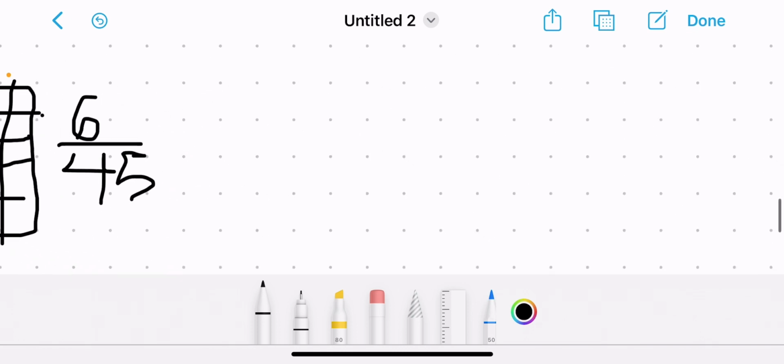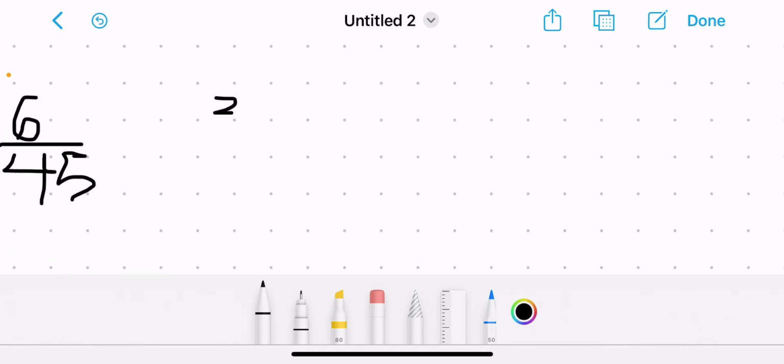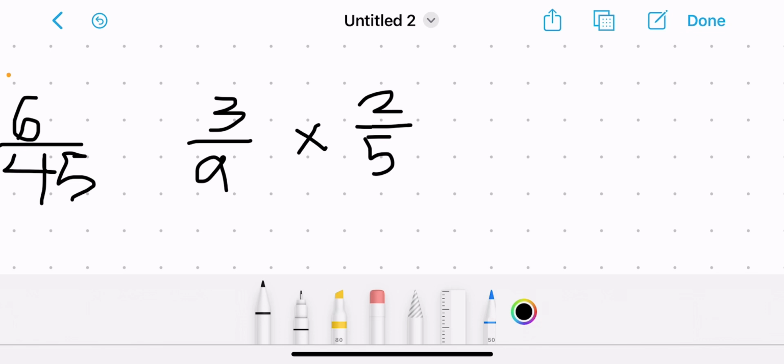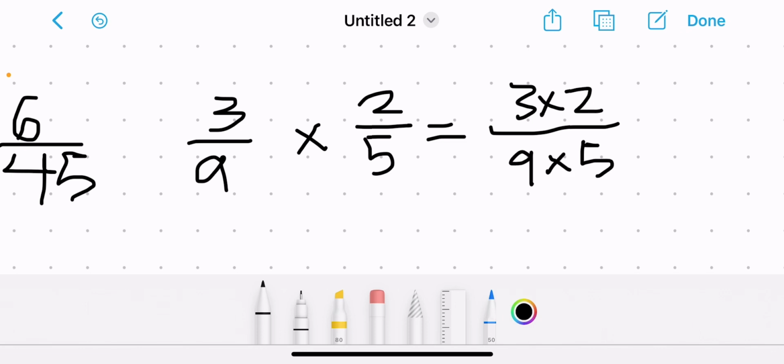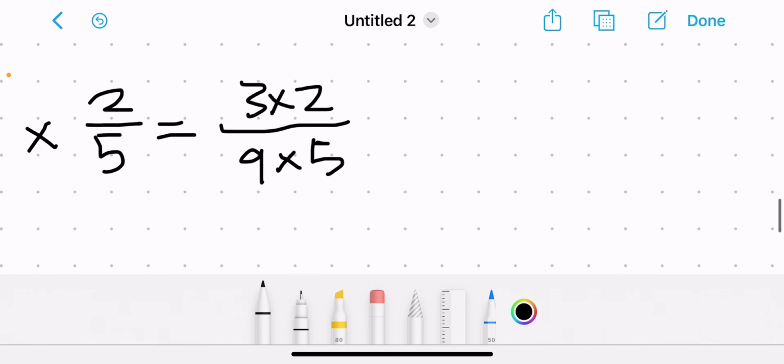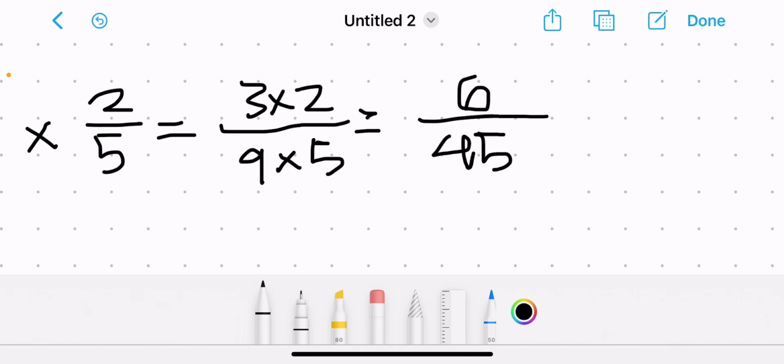Here's another way to think about that problem. I could think of 3/9 times 2/5 as the same as 3 times 2 over 9 times 5. And if I know my single digit multiplication, I know that 3 times 2 is 6 and 9 times 5 is 45, which is my final answer.